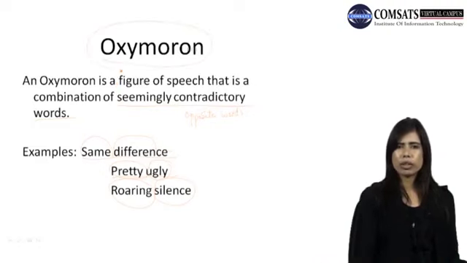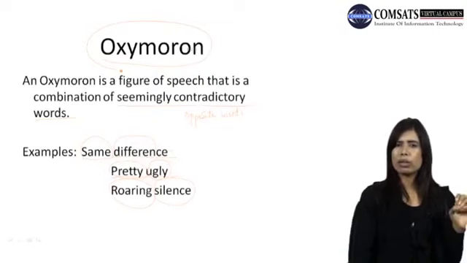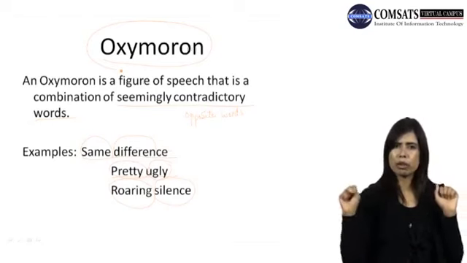When you combine two contradictory ideas or words together, that is known as oxymoron, and usually we use these kinds of expressions in poetry, in order to make something prominent.